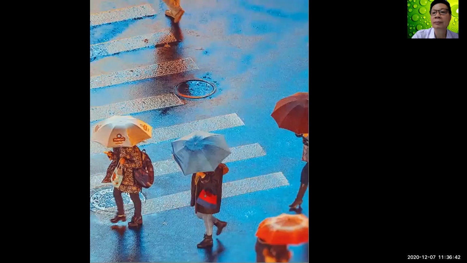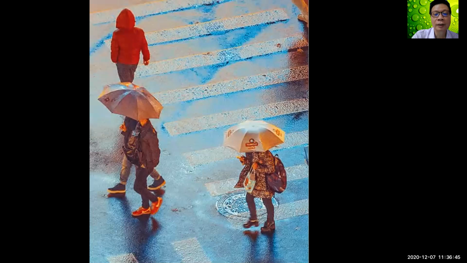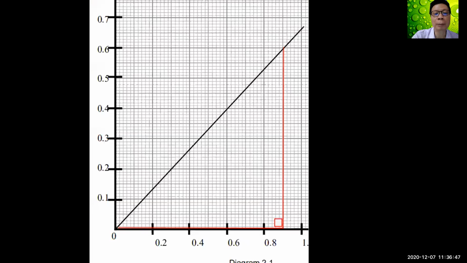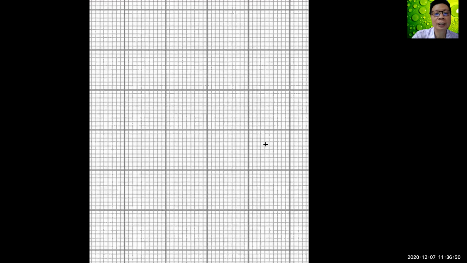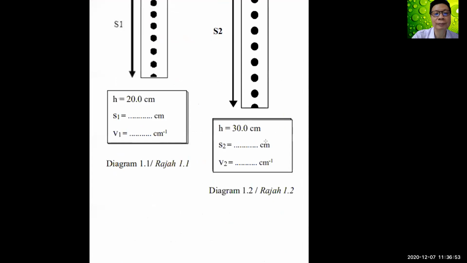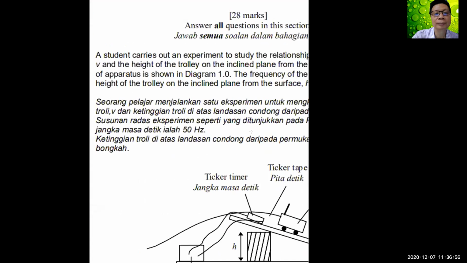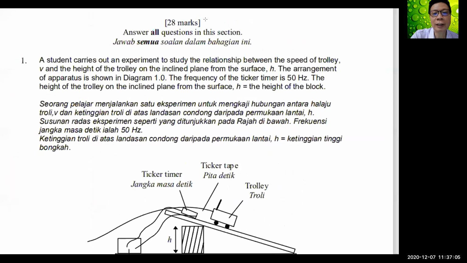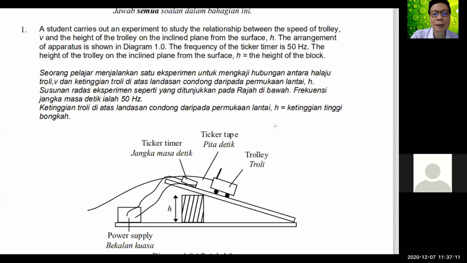Okay, now I start sharing the paper with you. I want to start with this set of paper. Can you all see the paper or not? Can you all see? Can see or not, everyone? Chan Yijing, can see or not? Can, sir. Do you all have this paper or not? Okay.